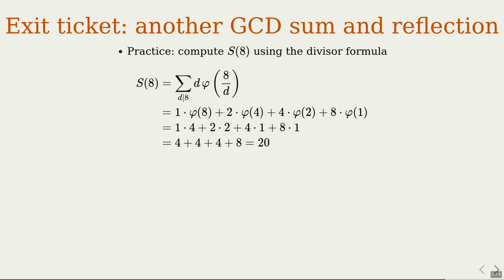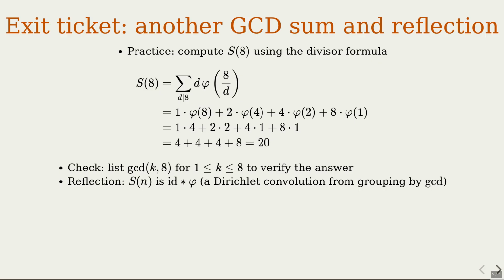Those add up to 20, and if we check by listing the greatest common divisors of k and 8 for k from 1 to 8, we also get 20. As a quick check, you can compute each greatest common divisor with 8 directly and confirm that their sum really is 20. So the function S of n behaves like a product of the identity function and the totient function under this special Dirichlet convolution operation.